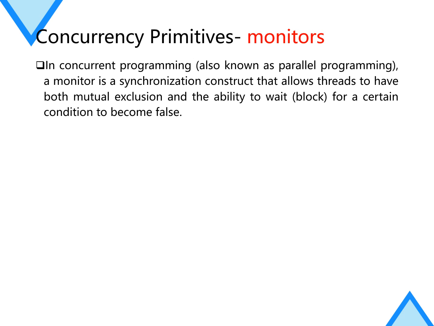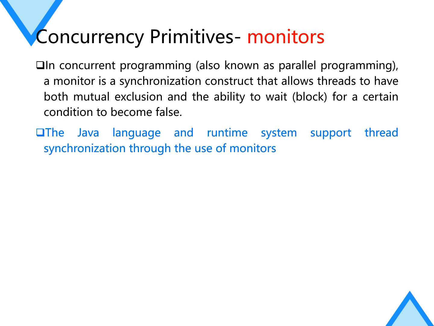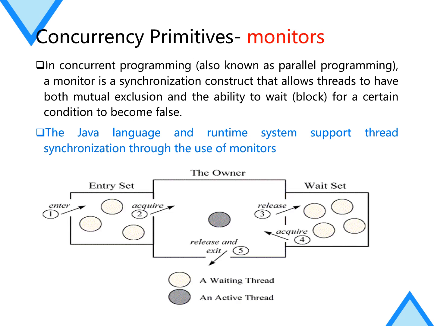So the concurrency primitive monitor will ensure that some processes or threads have mutual exclusion, a lock on one shared resource, and they can have the ability to successfully wait for another shared resource which is owned by some other thread or process. The Java language and runtime systems support thread synchronization through the use of monitors. In Java, we will use a monitor in order to synchronize multiple threads.